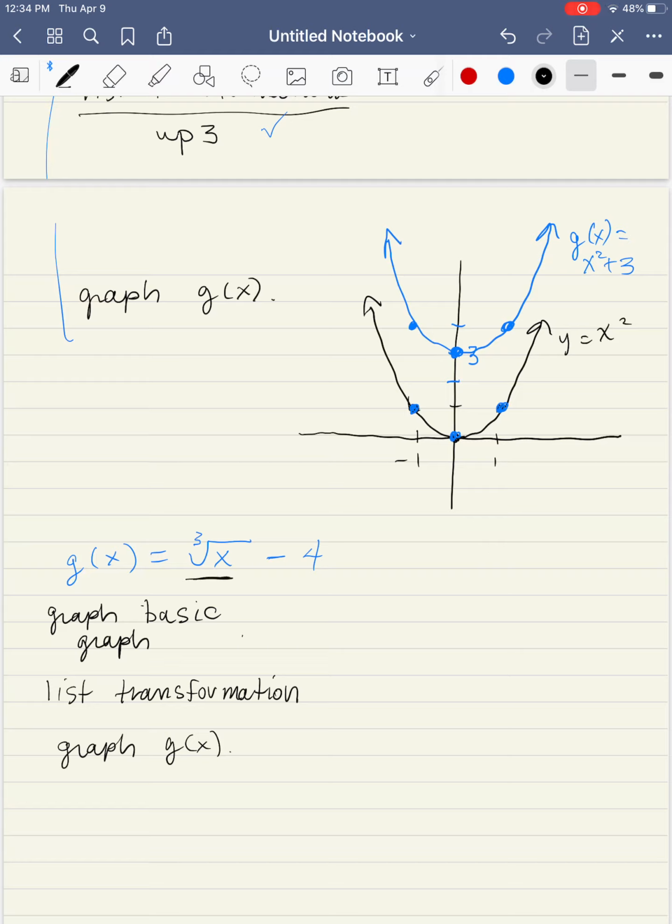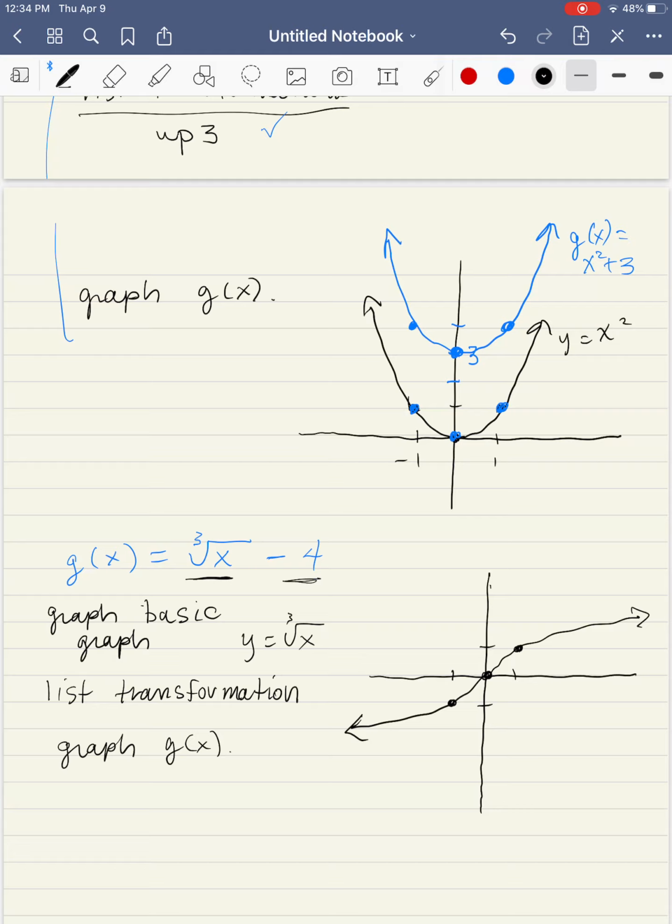All right, looking at g of x, we have the cube root of x. So that's going to be our basic function, the cube root of x. And from memory, we know that the cube root of x has 0, 0. Cube root of 1 is 1. Cube root of negative 1 is negative 1. And it's the one that's curving to the side that way and then back to the side that way.